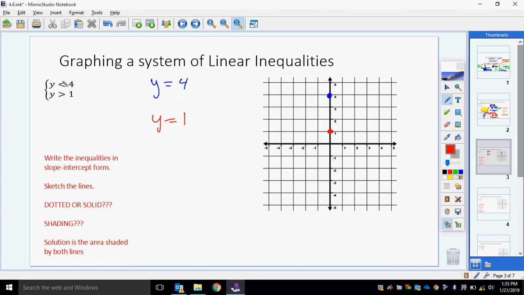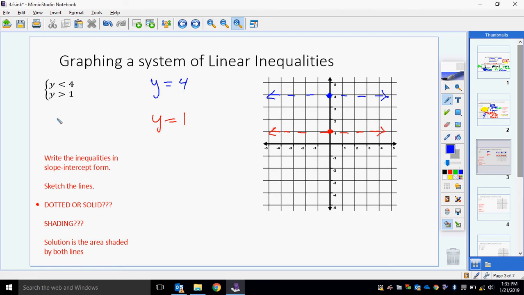Okay, but I can't just draw a straight line. I need to check solid or dotted. So on the blue line, 4, it doesn't have a straight line underneath, so it's a dotted line. And we said it's horizontal. Same thing with the red line, it's going to be dotted because it's just a greater than symbol, not an or equal to.